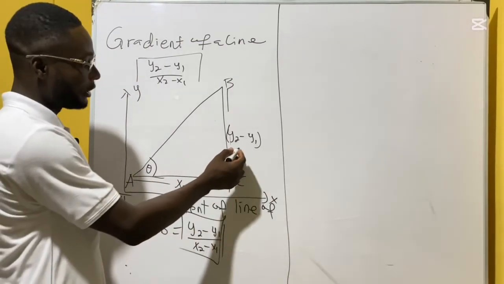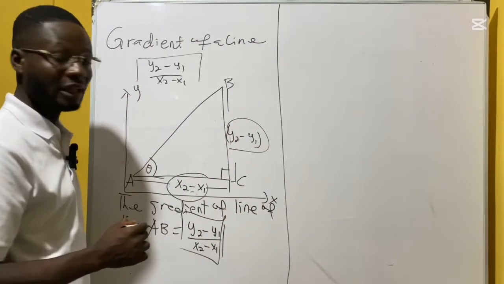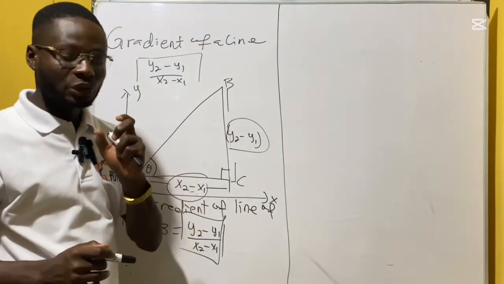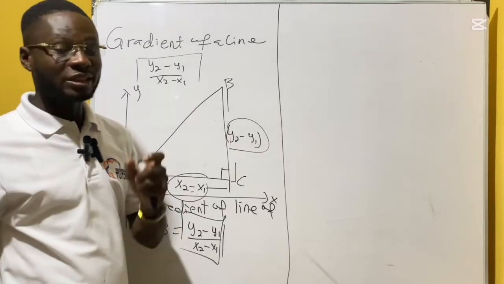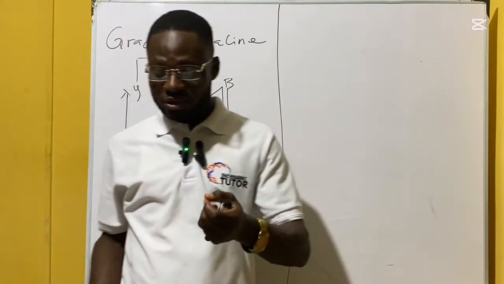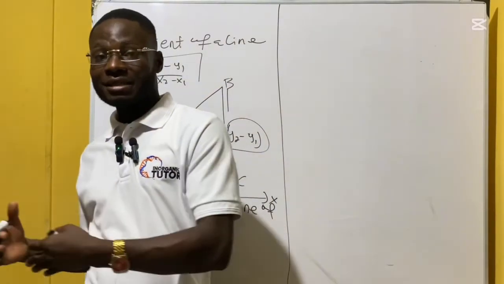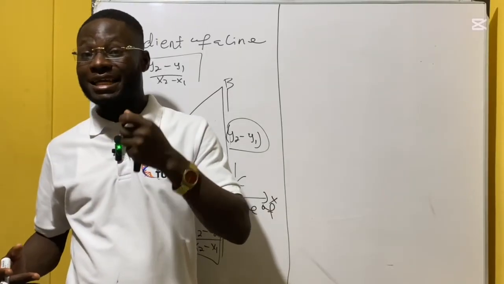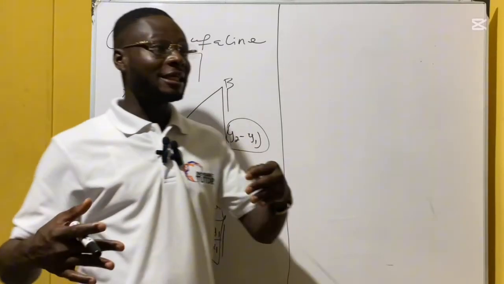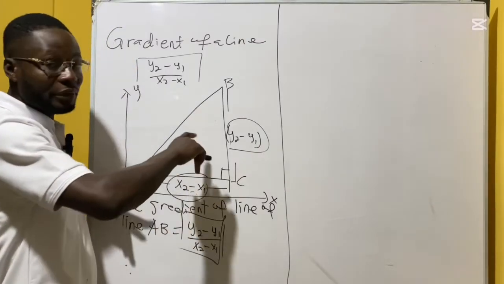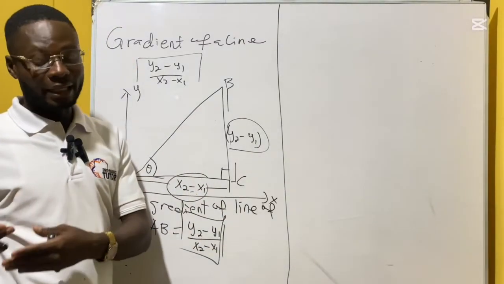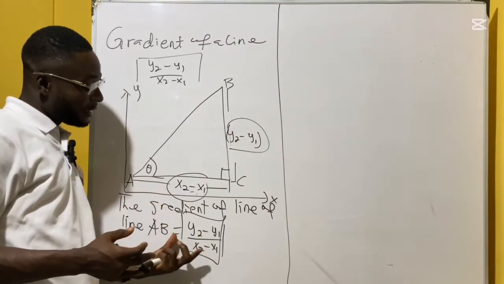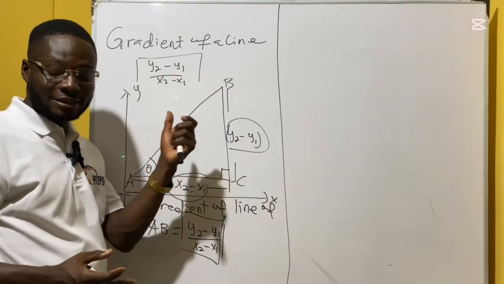That is basically from here, right? Now, because this figure is a right angle triangle, by using the trigonometric identities, we can say that the gradient of line AB can be given in terms of an angle. So we can also write the gradient of line AB as tan theta.